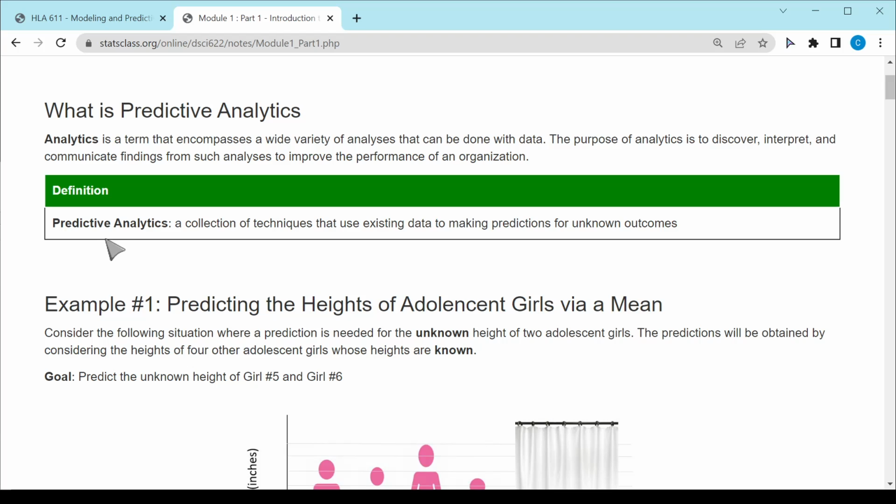There's a particular type of analytics that can be done called predictive analytics. And this is a collection of techniques that use existing data to make predictions for an unknown outcome. All right, let's show you some examples of doing some predictive analytics.